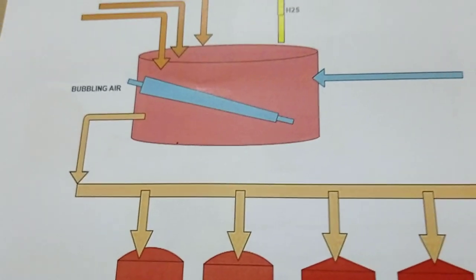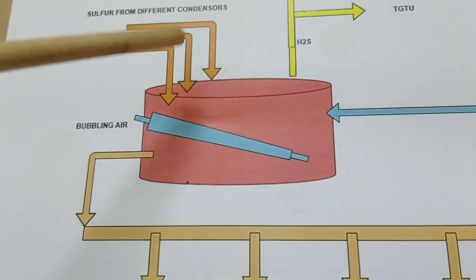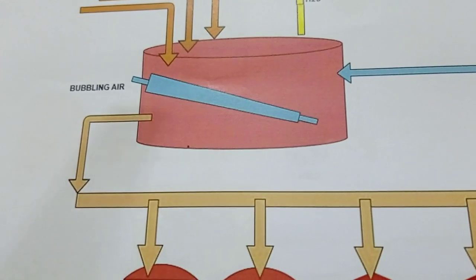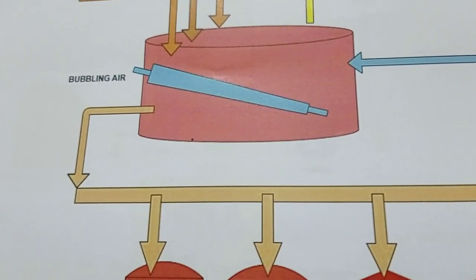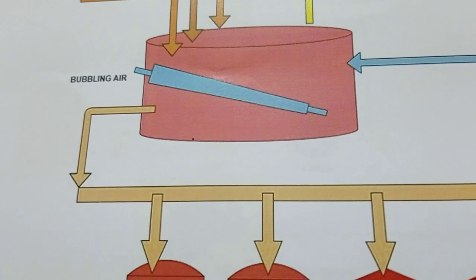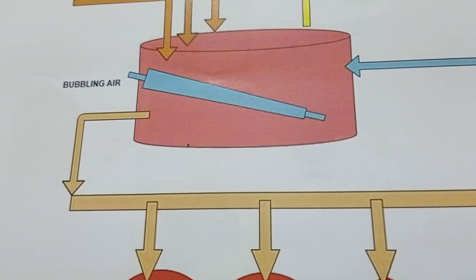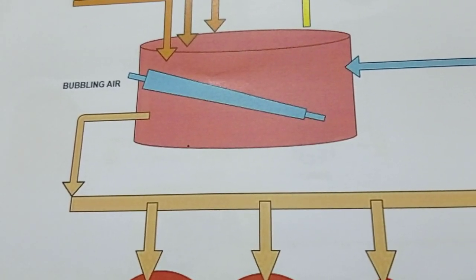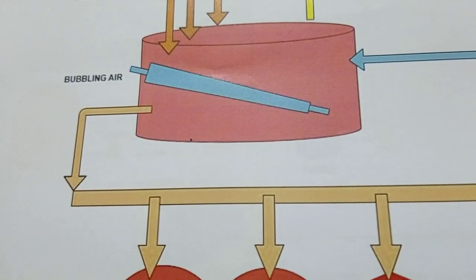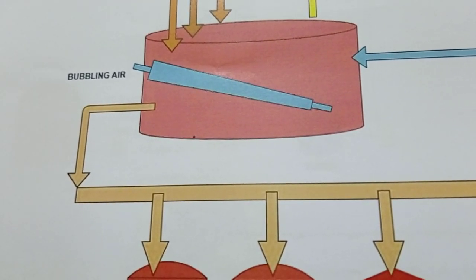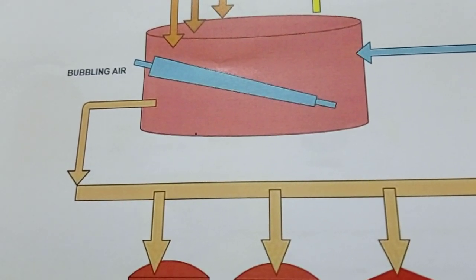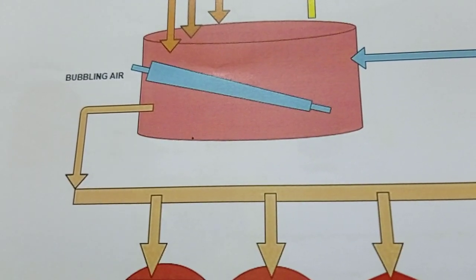One more thing I want to cover: all these lines are insulated and should be insulated, and all the lines are steam jacketed. I want to explain how and why they are steam jacketed. Take the example of two pipes. There is one pipe of 2 inch, and inside there will be one more pipe, of 1 inch.